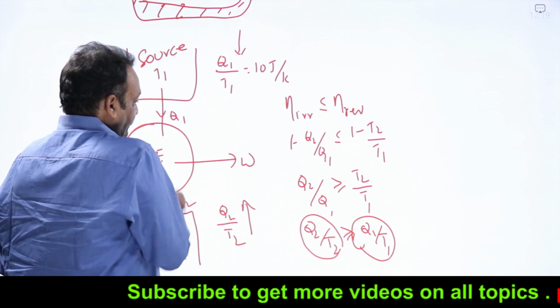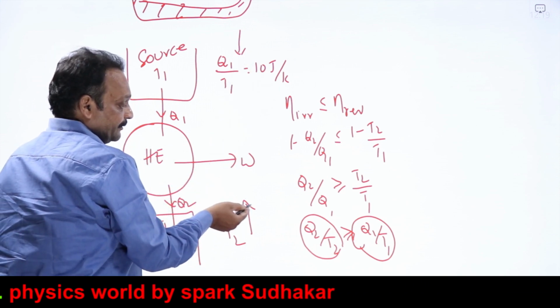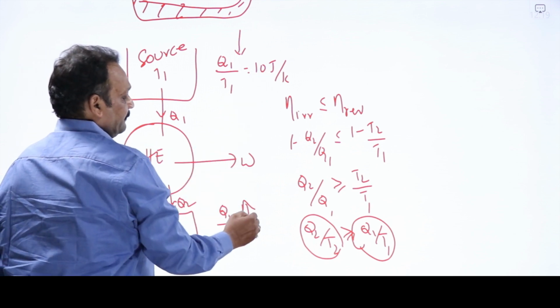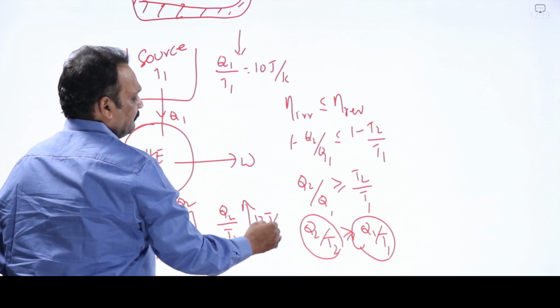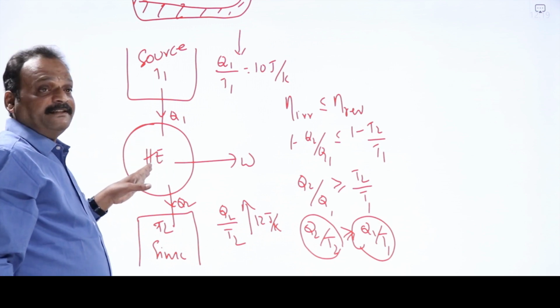Right, here we have an irreversible engine. Q1 by T1 is 10 joule per Kelvin. Q2 by T2 is the increase in entropy. Q2 by T2 should be greater than Q1 by T1. Means what? If it is 10 joule per Kelvin, Q2 by T2 must be around some 12 or 13 joules per Kelvin, like that. Means what is happening here? System's entropy is not changing.